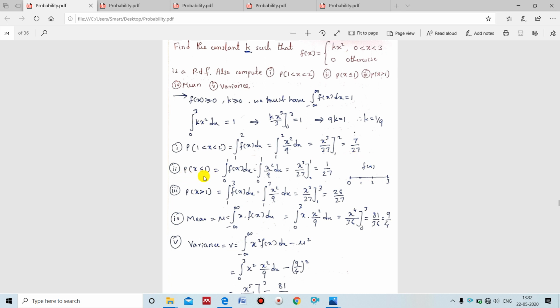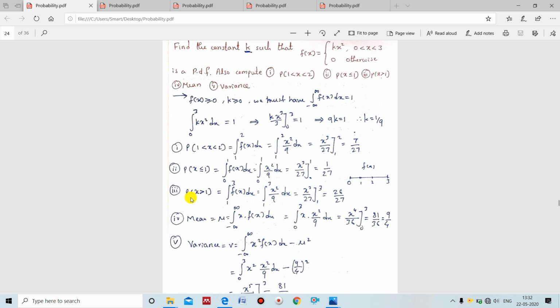If you put the upper limit and lower limit and simplify, we get 7 by 27. Then the probability that x is less than or equal to 1 means the maximum is 1 and the lower limit is not given. Since the lower limit is not given, the lower limit is 0 where f of x is defined. So integration from 0 to 1 of f of x dx, where f of x is x square by 9 dx. Integrate and put the values: x square integrates to x cube by 3, so we get x cube by 27. The limiting points are 0 and 1. After simplification we get 1 divided by 27.